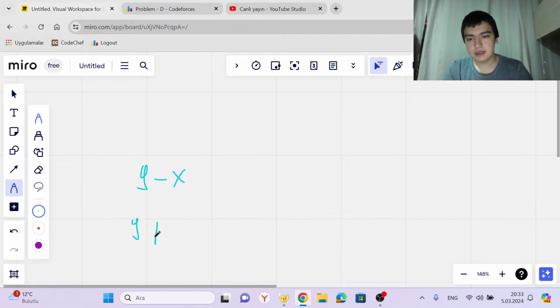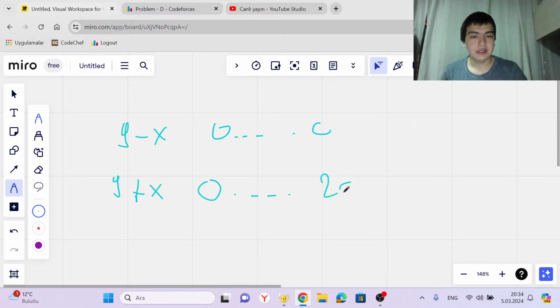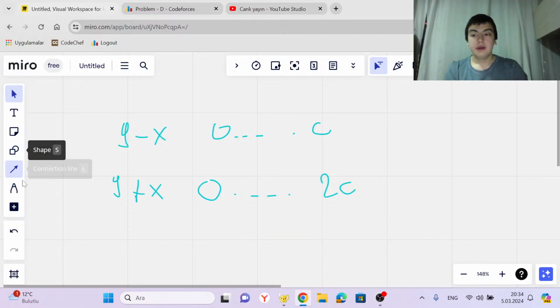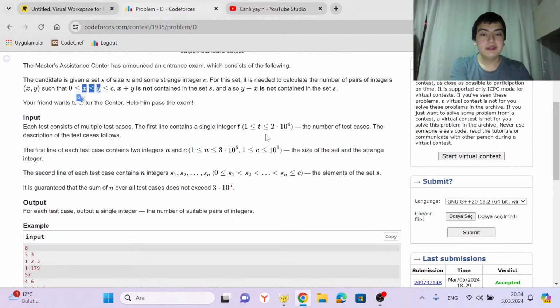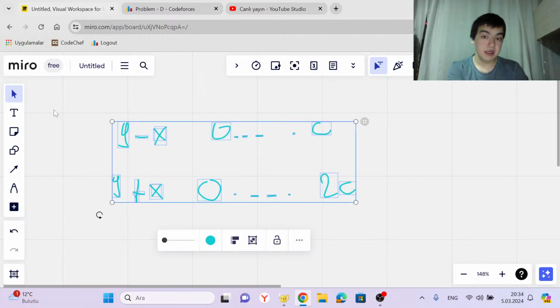So we can look at in how many ways we can select these values. Let me write it like this, y plus x. We know y minus x is smaller than or equal to y plus x. y minus x can be from 0 to c, and y plus x can be from 0 to 2c, because y plus x can be c plus c, which is 2c. But c is too big, it is 1 billion, so we cannot iterate over the values of c. We need to do something else.